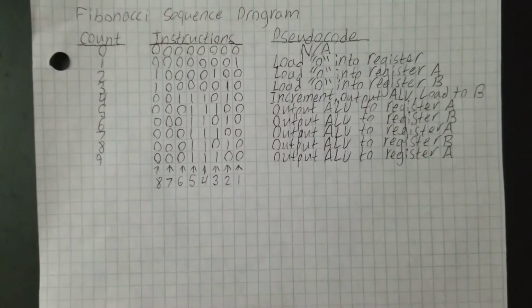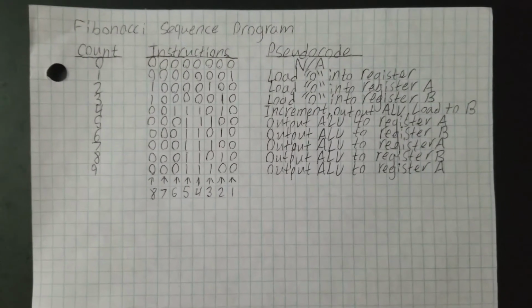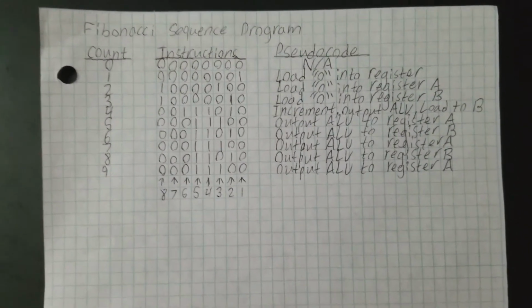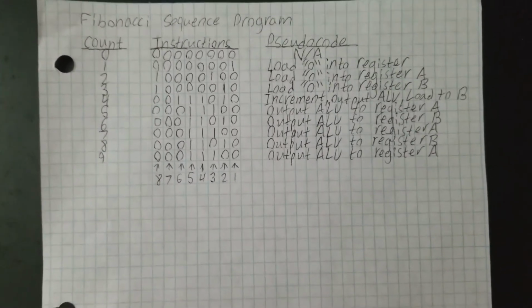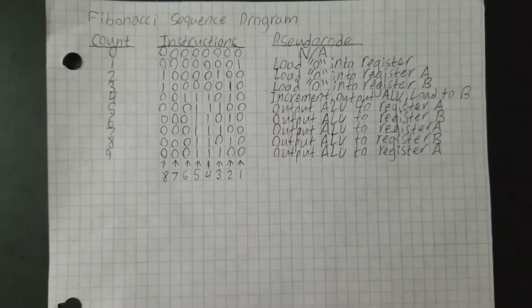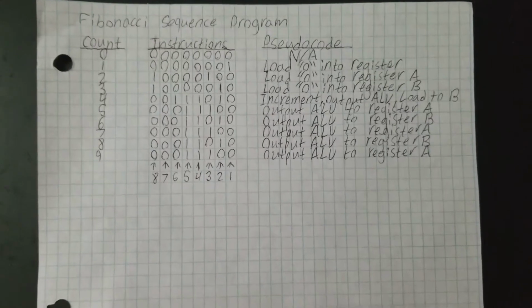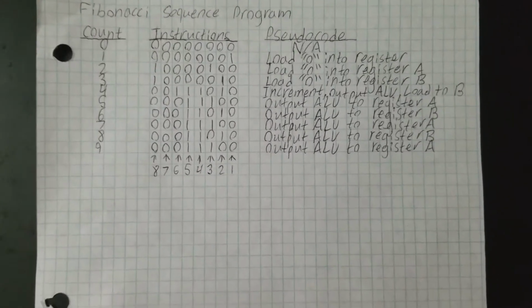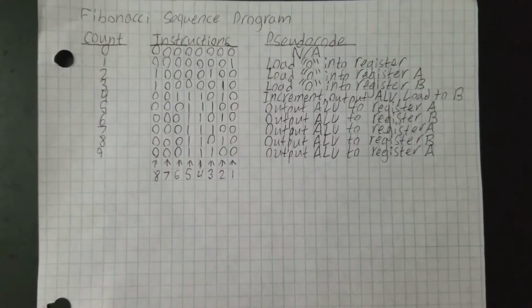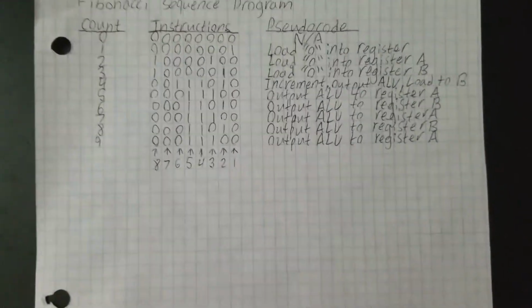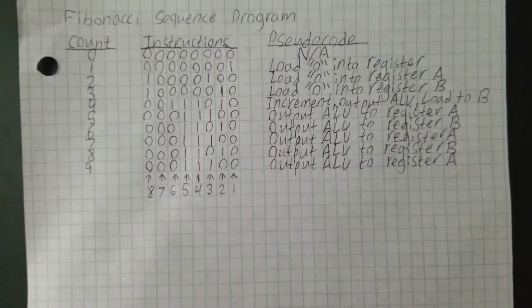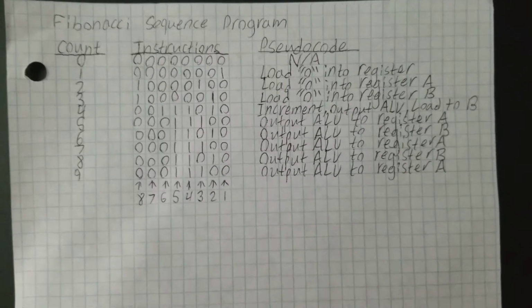There's 3 parts to the code: the count, instructions, and pseudocode. The count is going to increment every time there's a clock pulse, and at each increment it's going to activate instructions corresponding to its number. The instructions are 8 binary digits that control what the computer does. I've written some pseudocode to help understand what's going on within the computer.